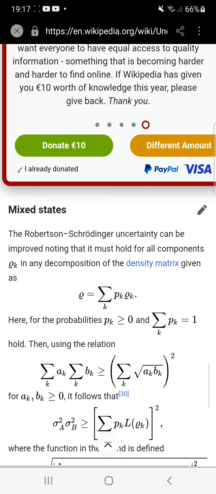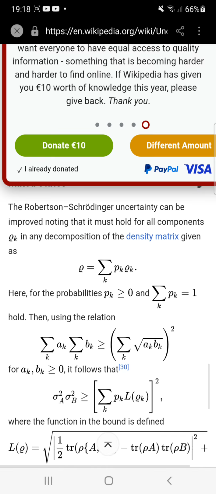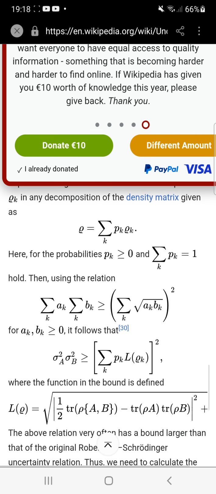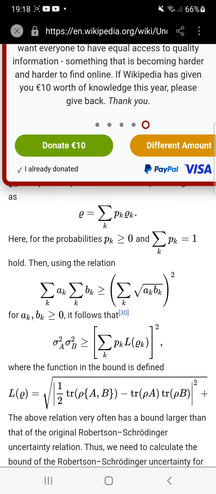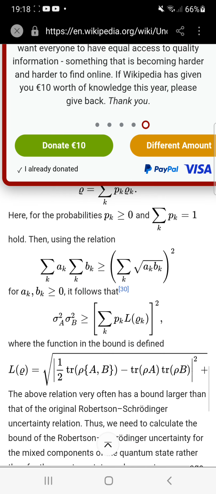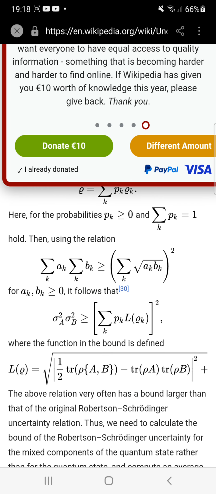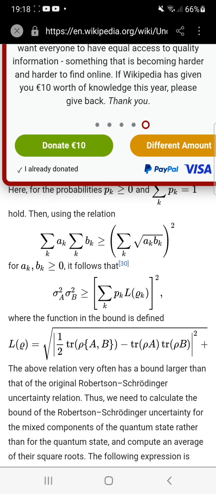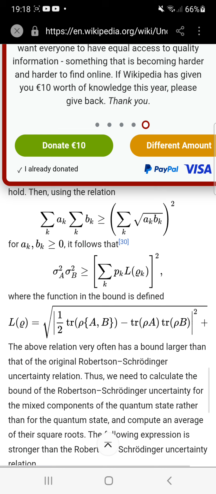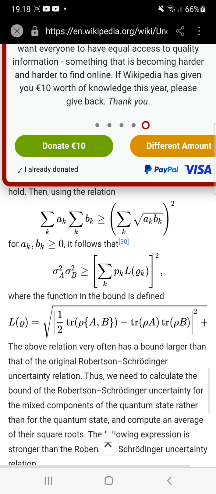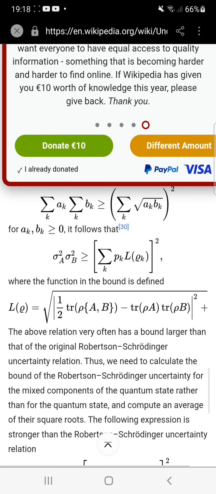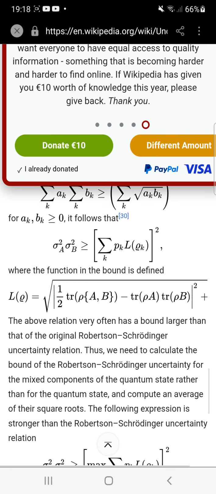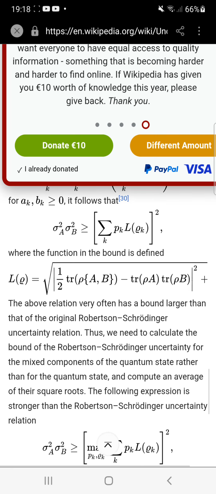Mixed states. The Robertson-Schrödinger uncertainty can be improved, noting that it must hold for all components Quachi K in any decomposition of the density matrix given as Quachi equals sum K pk Quachi K. Here the probabilities pk greater equals 0 and sum K pk equals 1 hold when using the relation sum K AK sum K BK greater equals sum K root AK BK to the power of 2 squared. For AK BK greater equals 0, it follows that sigma 2A sigma 2B greater equals sum K PKL Quachi K squared.